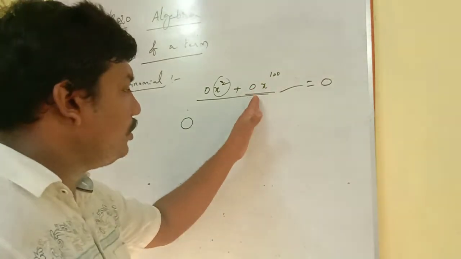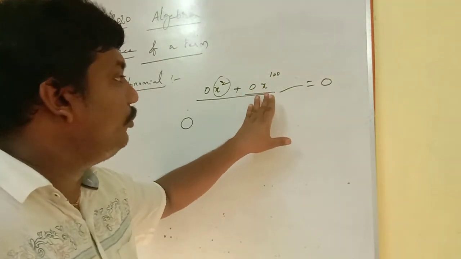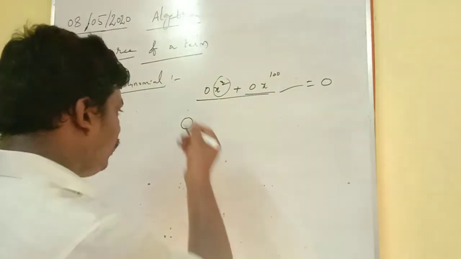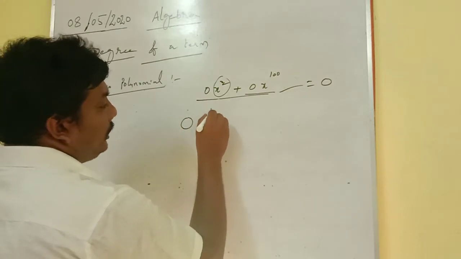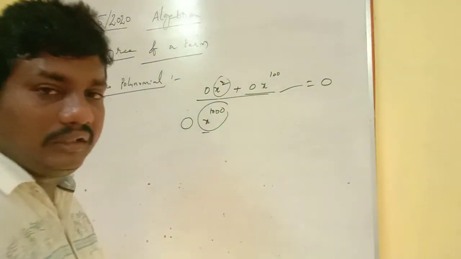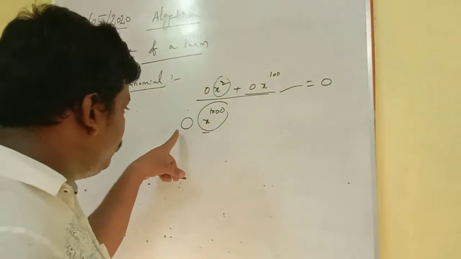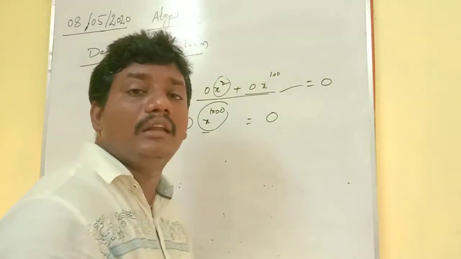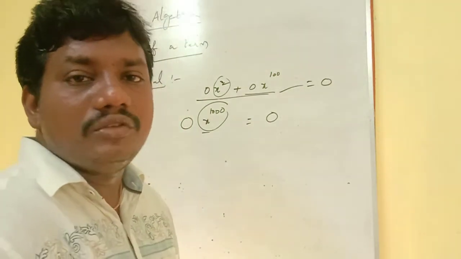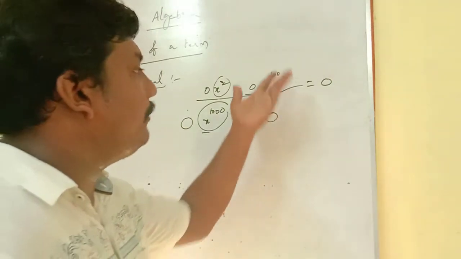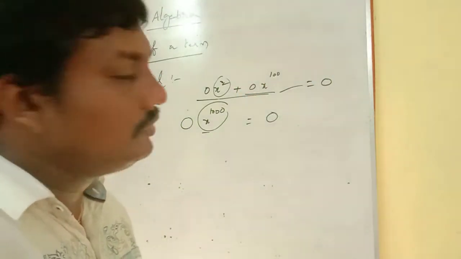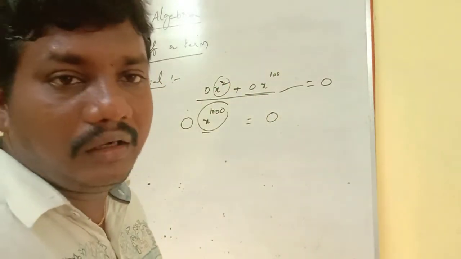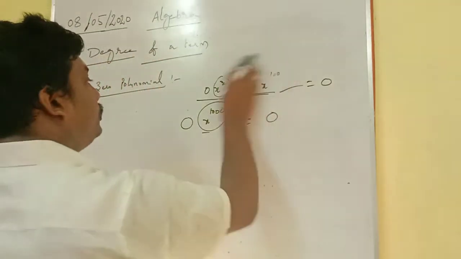If you take the product of 0 with a 100th degree polynomial or a 2nd degree polynomial, the total value becomes 0. If you want to write 0, x power 1000 is a 1000th degree term, but if you multiply it with 0, the total value is 0. That means we cannot estimate the degree of 0, because besides 0 we can take any number with any degree polynomial. So the degree of the 0 polynomial is undetermined, so we cannot find it.